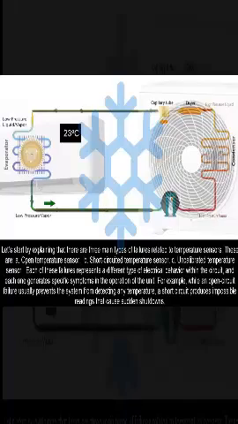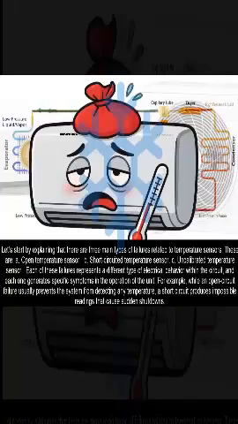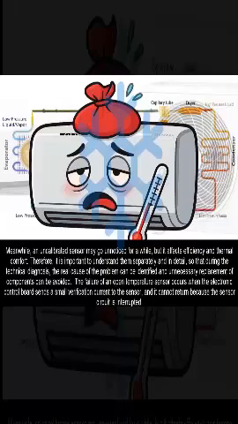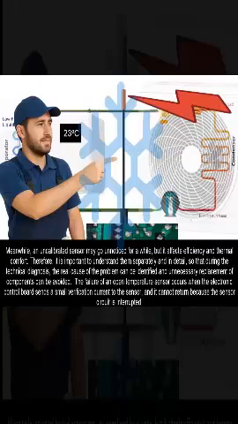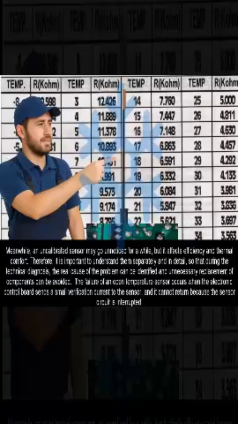For example, while an open circuit failure usually prevents the system from detecting any temperature, a short circuit produces impossible readings that cause sudden shutdowns. Meanwhile, an uncalibrated sensor may go unnoticed for a while, but it affects efficiency and thermal comfort. Therefore, it is important to understand them separately and in detail so that during the technical diagnosis, the real cause of the problem can be identified and unnecessary replacement of components can be avoided.